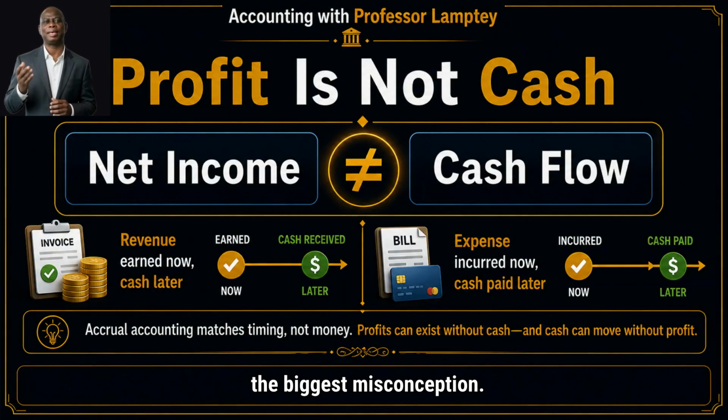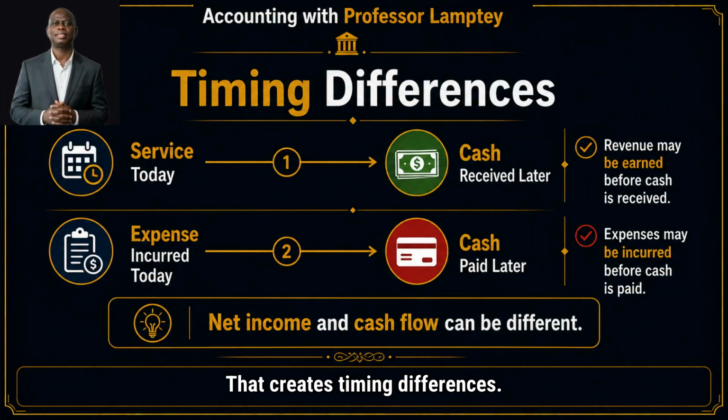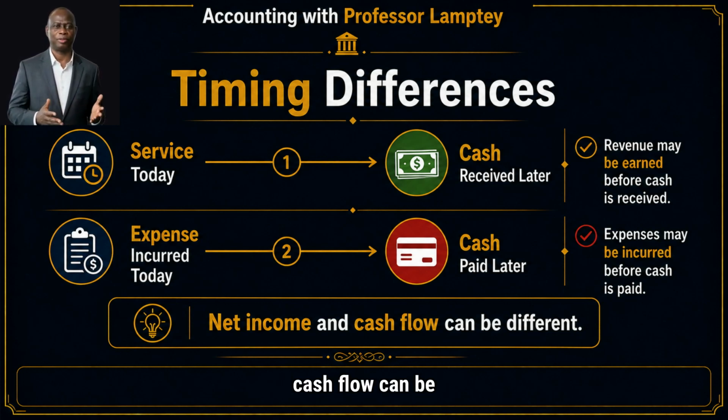Now let's deal with the biggest misconception. Profit is not the same as cash. Net income is calculated using revenues and expenses. But under accrual accounting, revenue is recorded when earned, not necessarily when cash is received. And expenses are recorded when incurred, not necessarily when cash is paid. That creates timing differences. The business may earn revenue today, but collect the cash later. The business may pay cash today, but record the expense over time. So net income and cash flow can be different.